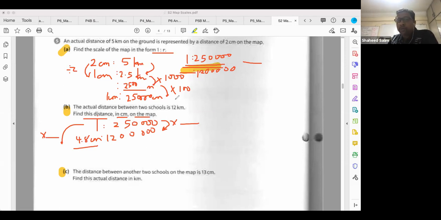So down here, that's why I tell Ryan, take 1,200,000 cm divided by 250,000, you get 4.8. So you times this by 4.8, you will get 4.8 cm.